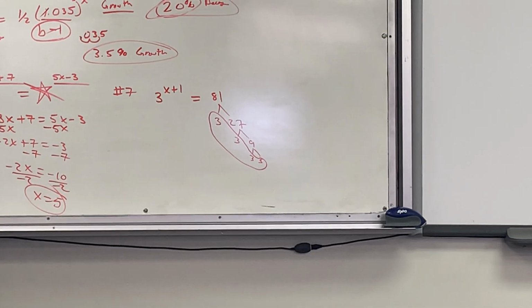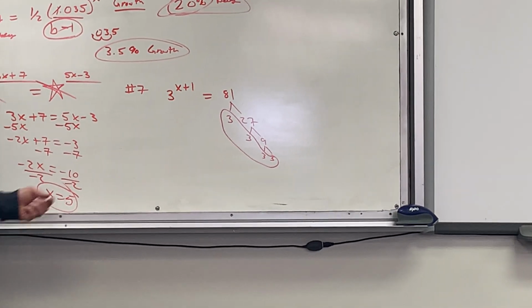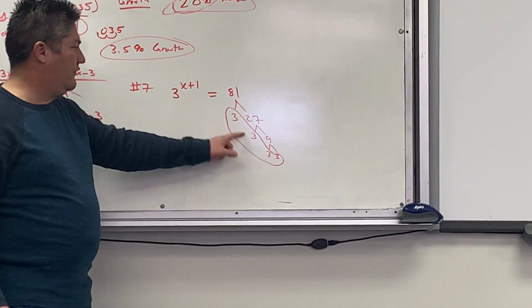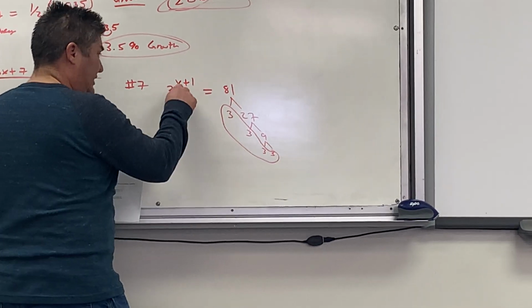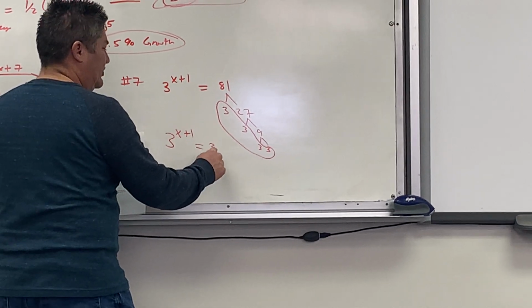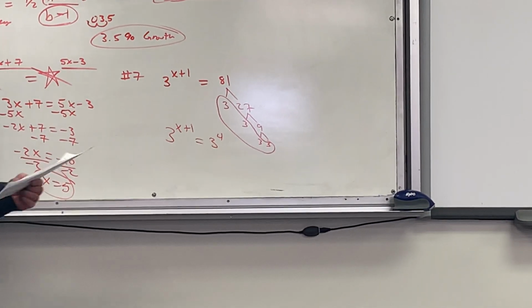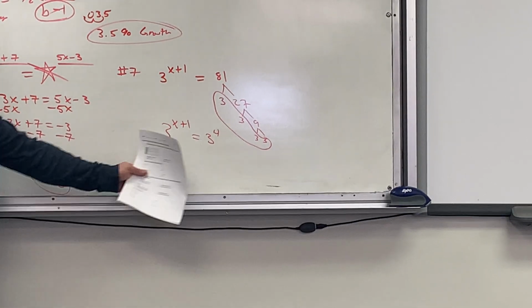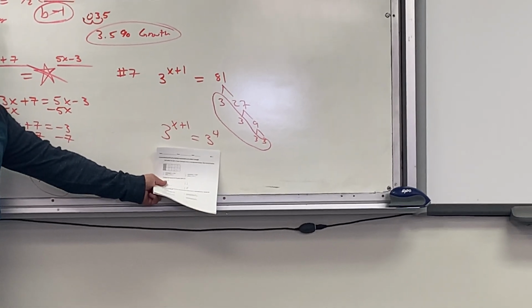Let's see, who haven't I called on yet? Kate, how many 3s do I have? 4. So I'm going to write, this side doesn't change. 3 to the x plus 1 equals 3 to the what? 4. Okay?